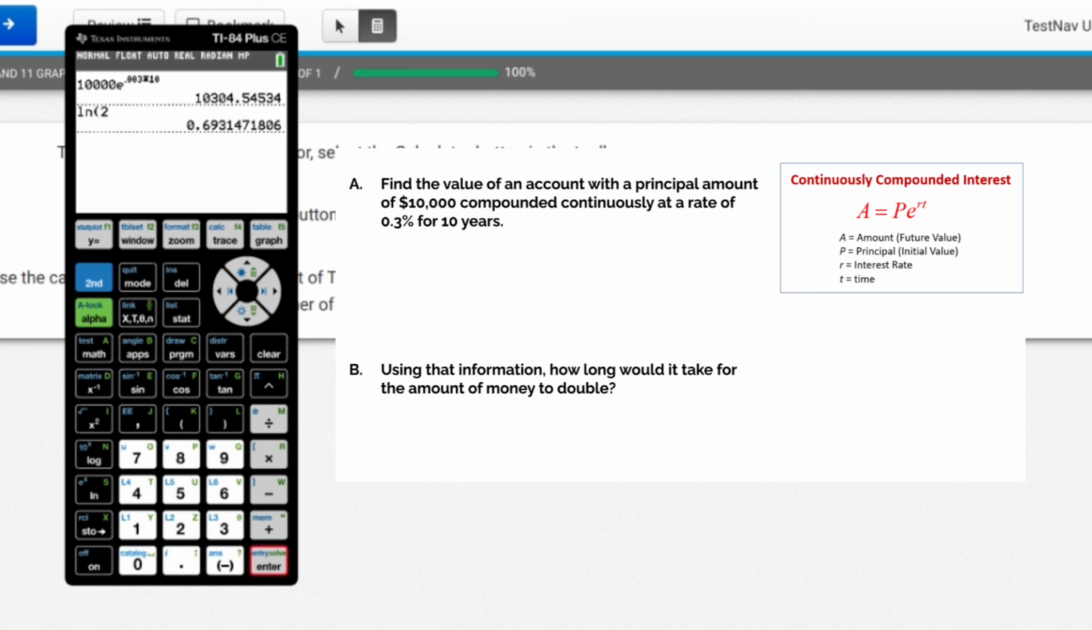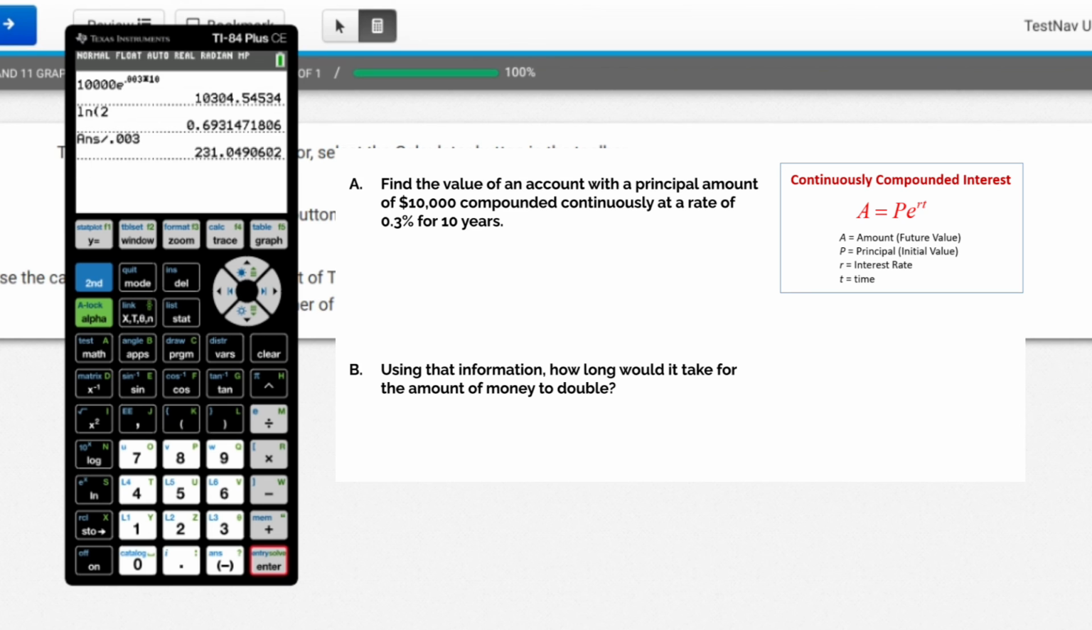Now, in order to get t all by itself, we divide both sides by 0.003. So I'm going to do that, divide by 0.003, and it's going to take us 231 years to double our $10,000 at that rate.